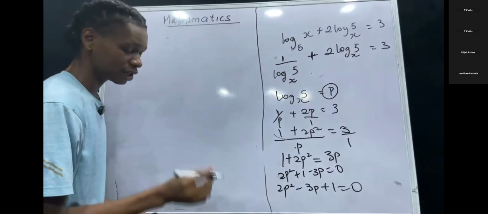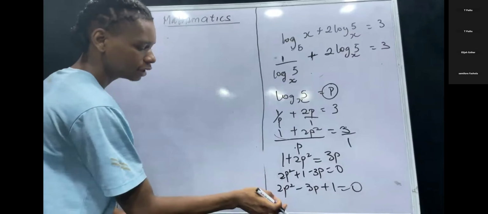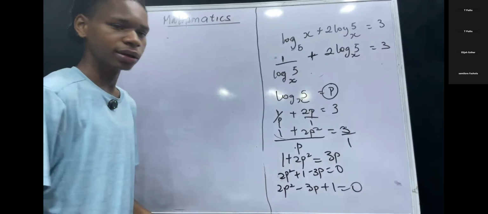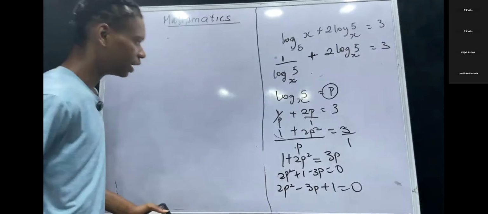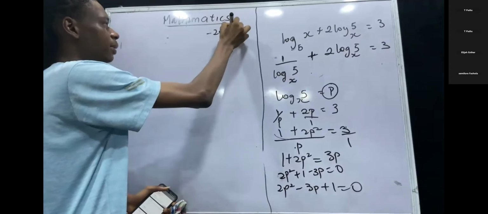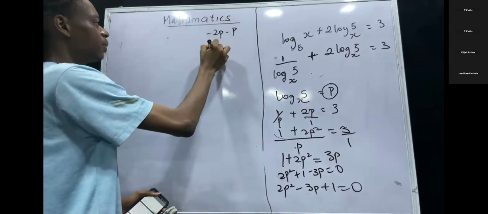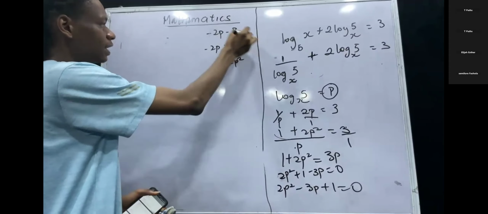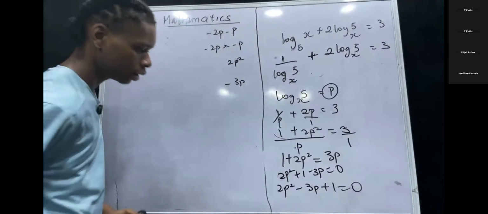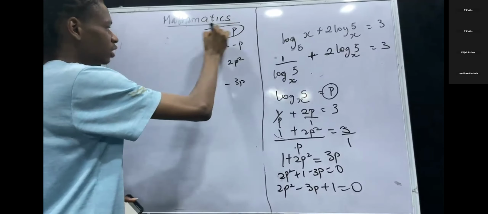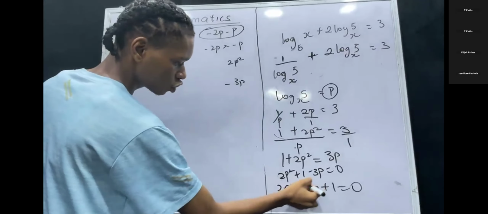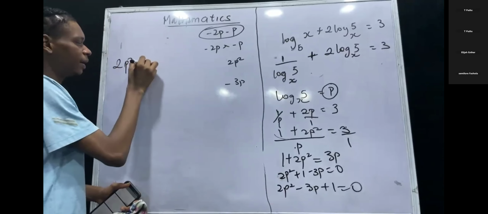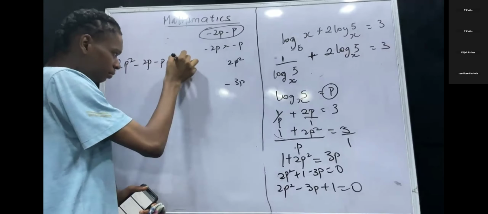So we are simply looking for the factors of 2p squared such that when we add them, we're going to get minus 3p. And a very good pair I have found is minus 2p and minus p. If I multiply these two together, I'm going to get 2p squared. If I add them together, I'm going to get minus 3p. So I'm going to take these two factors and substitute them for the minus 3p I have here. So I have 2p squared minus 2p minus p plus 1.